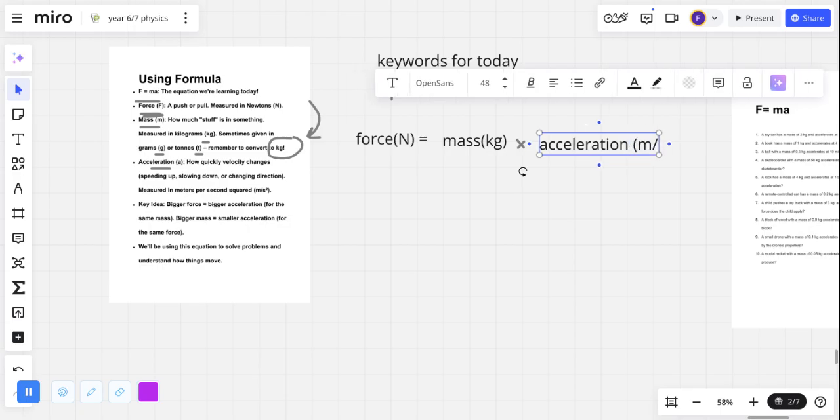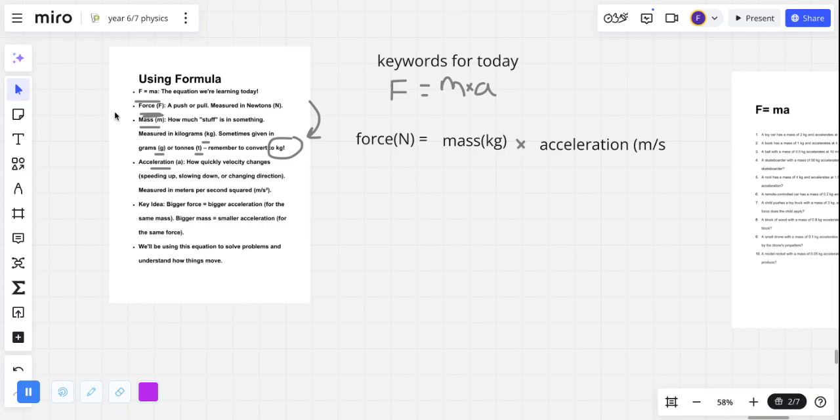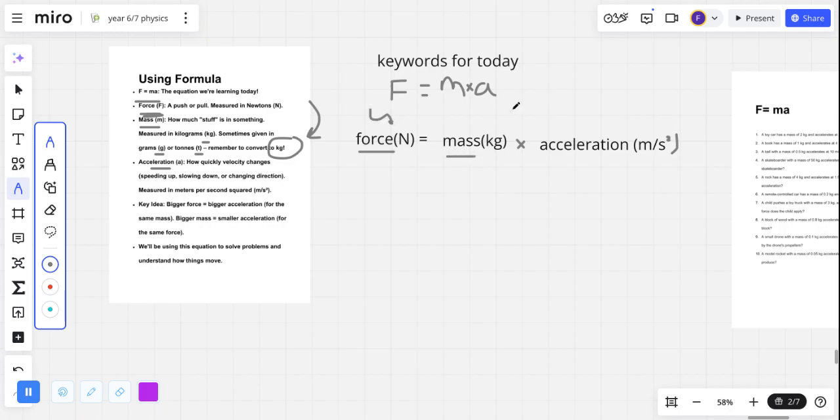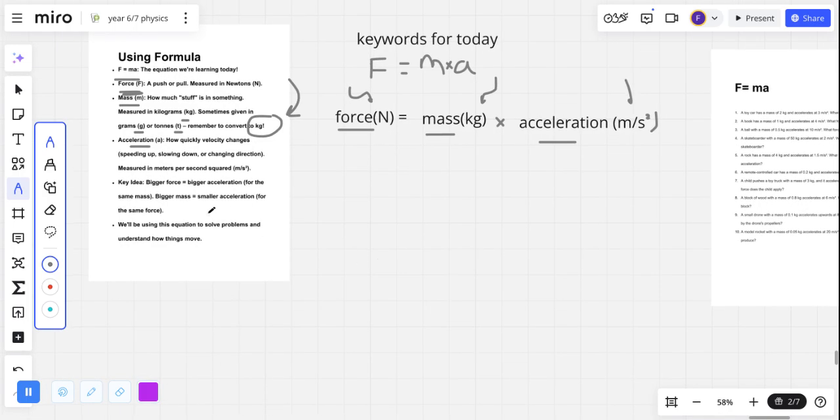Meters per second squared. And I'm going to write that in pen. Meters per second squared. Do not bother yourself at your age about exactly what that means. And one day I will explain it to you. But today is about looking for that information. So our keywords for today are force in newtons, mass in kilograms, and acceleration in meters per second squared. Okay. So there are key ideas here, and these are my big ideas. The bigger the force, the bigger the acceleration. The harder I push you, the faster you're going to change speed.